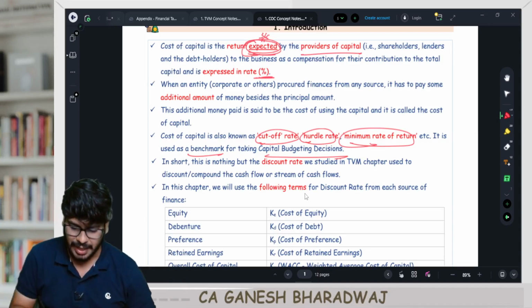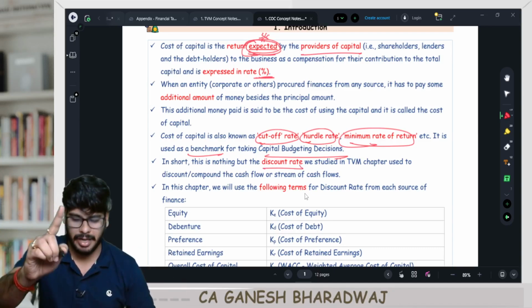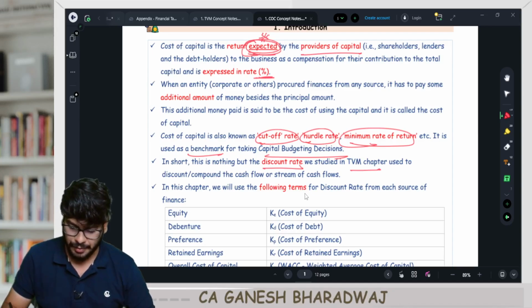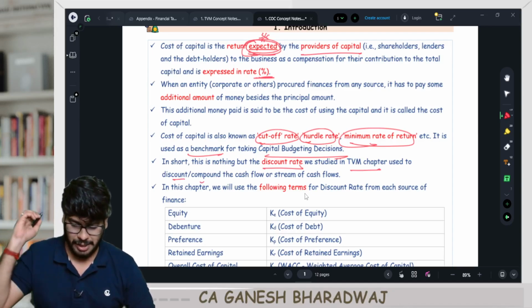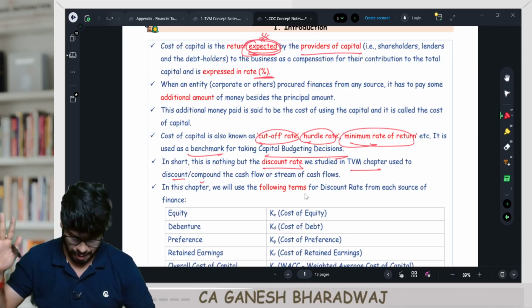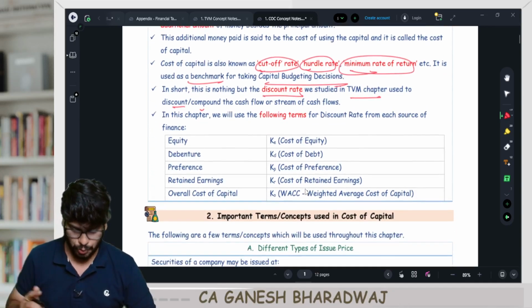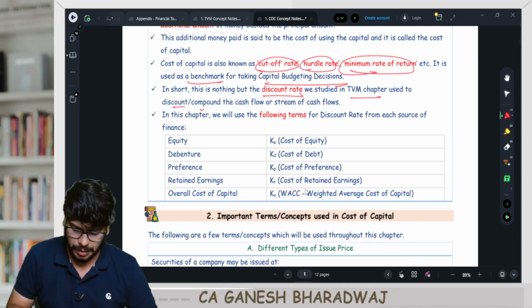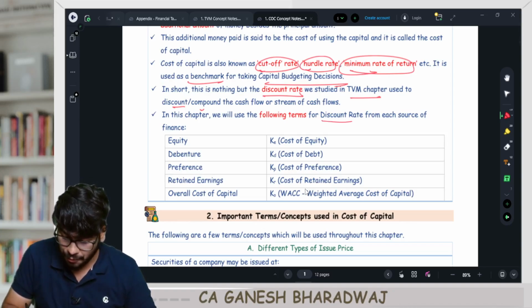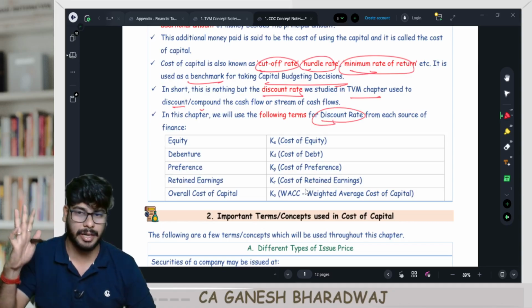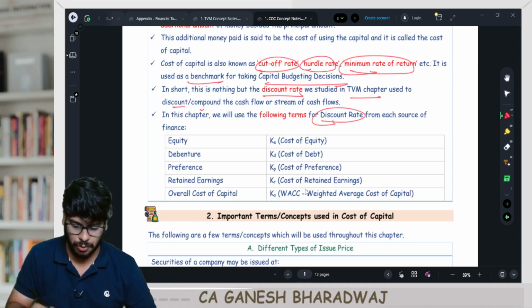Leave it right now. In short, this is nothing but the discount rate we studied in the TVM chapter, which is used to discount or compound the cash flows or a stream of cash. And in this chapter, the following terms will be used for discount rate. Instead of the word discount rate, we use the following terms for the respective source of finance.